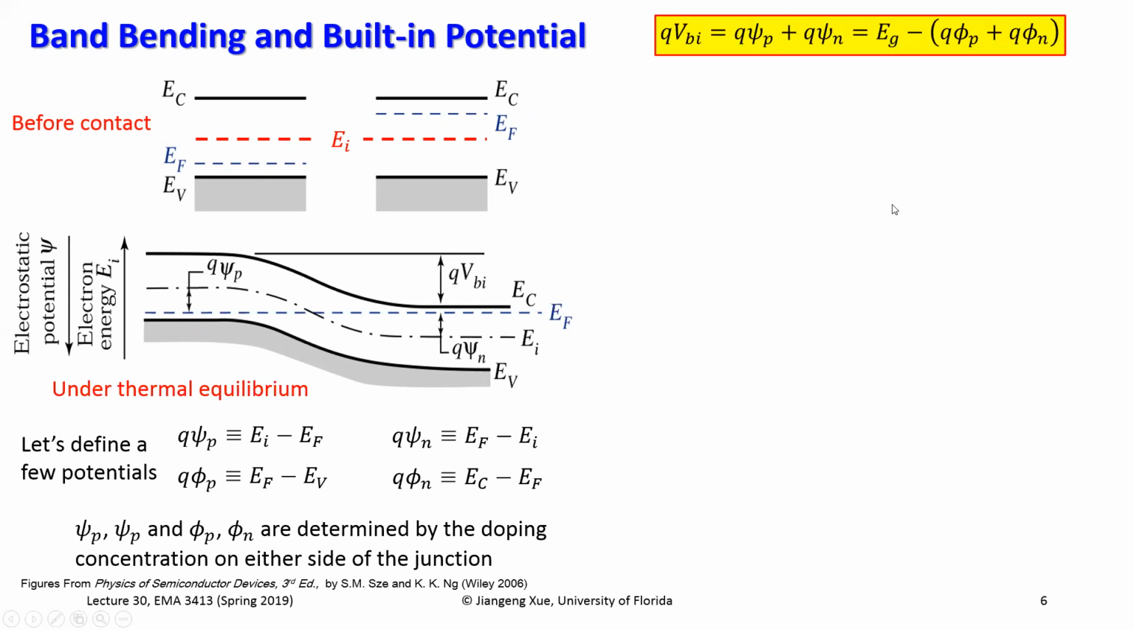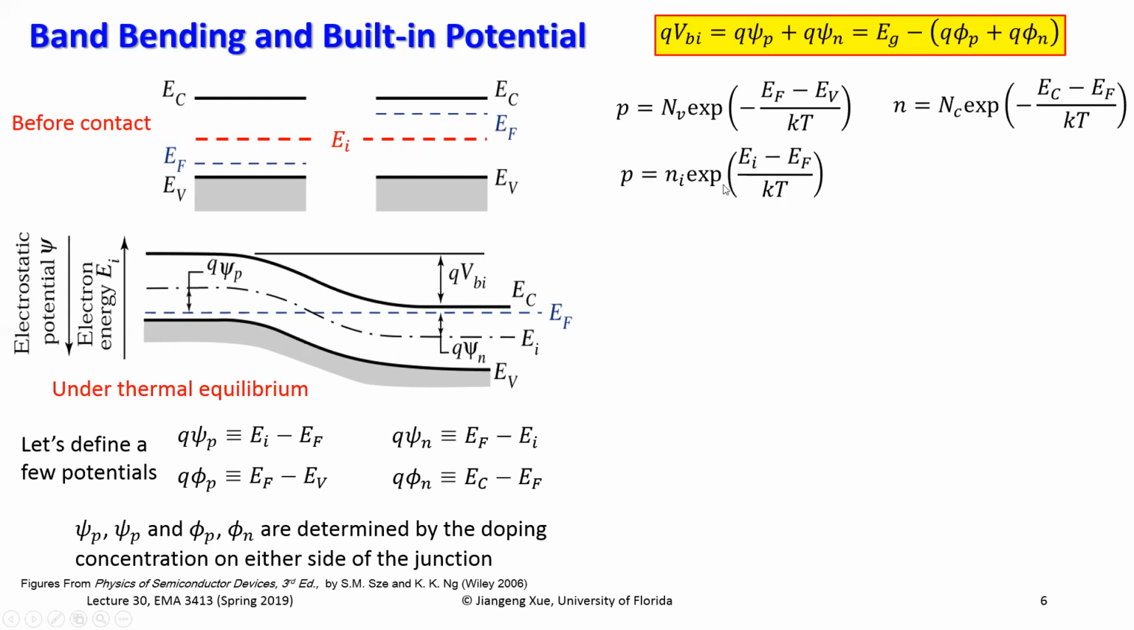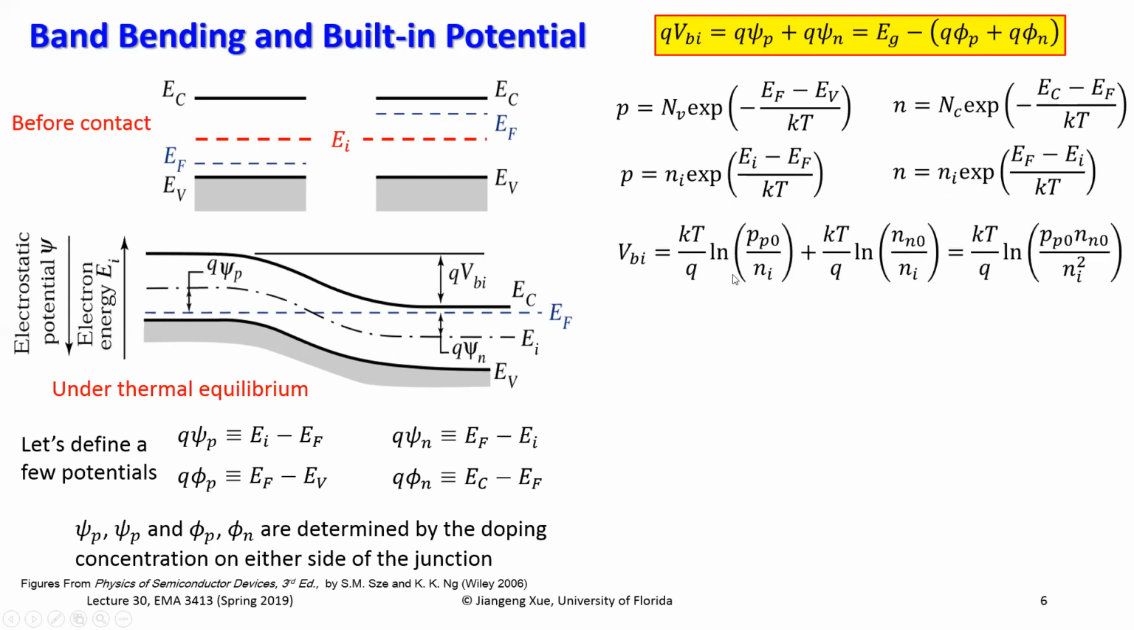The calculation is based on using the equations that relate the Fermi level location to the carrier concentration in the bands, or you can relate the carrier concentration to the intrinsic carrier concentration by looking at the difference between the intrinsic Fermi level and the actual Fermi level using these 2 equations. With the math shown here, eventually you can calculate the band bending, or V_BI, given by this equation. It's related to the doping concentration on the 2 sides.